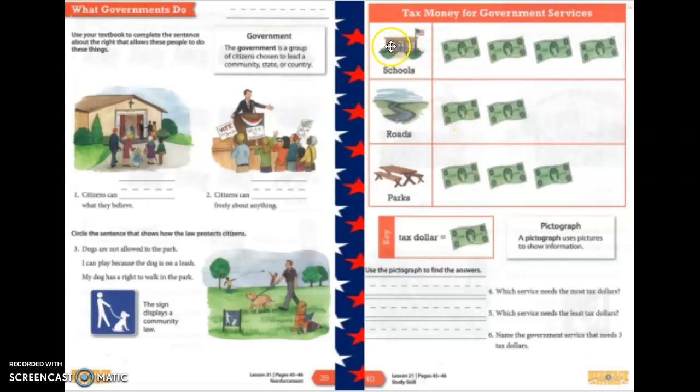So for example, here is how much tax money goes to the schools. Here's how much tax money goes to the roads. And here's how much tax money goes to the parks. So you're going to use the pictograph to find the answers. You'll read the questions, and then by looking at the pictograph, you should be able to choose the word schools, roads, or parks. Remember, this is graded, so do your best, write neatly, and always check your work. And remember, you can use your book for the front.